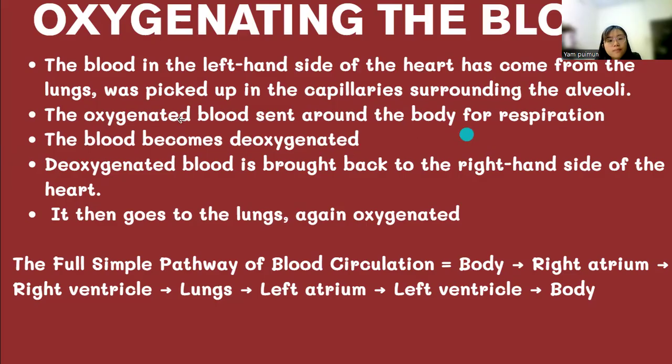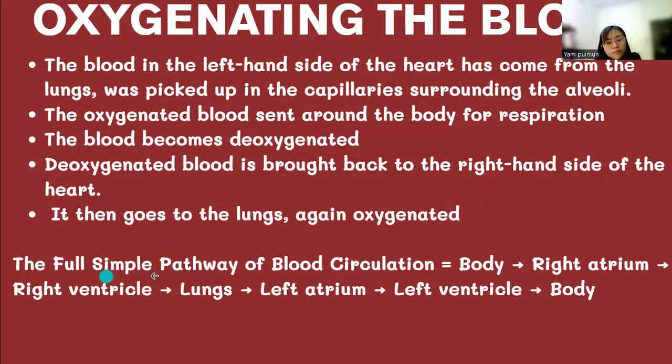So when the oxygen is received by the body, the blood now becomes deoxygenated because the oxygen content is lower. And thus the deoxygenated blood is brought back to the right-hand side of the heart. It then goes to the lung. Again, it becomes oxygenated because oxygen is again diffused into the blood capillaries around the alveoli.